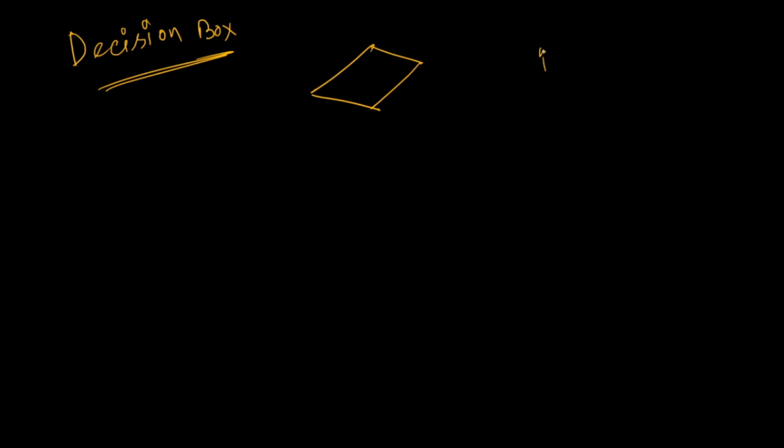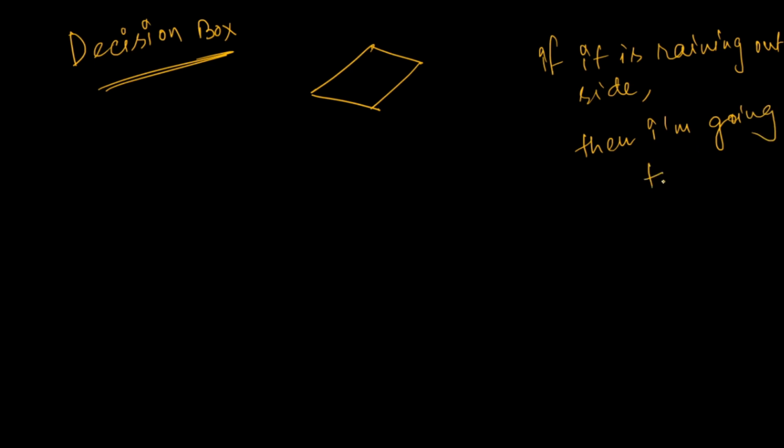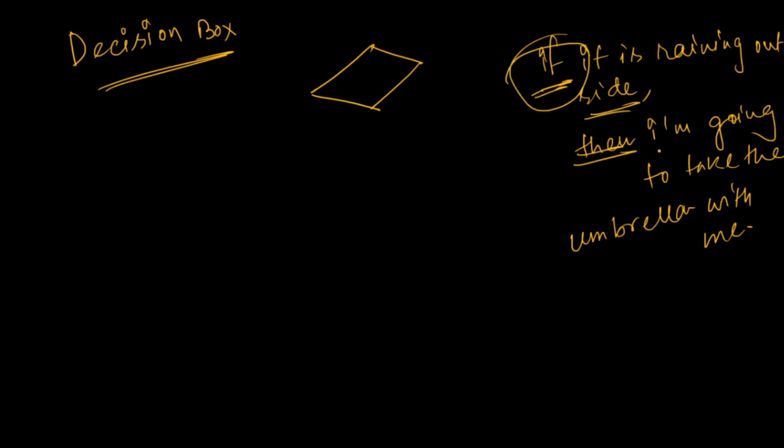For example, if it is raining outside, then I'm going to take the umbrella with me. So there is a condition, right? If, then. So if it is raining outside, only then I'm going to carry the umbrella with me. So this is called a decision. If something is happening, then I am going to do this. Okay, so this is called a decision.